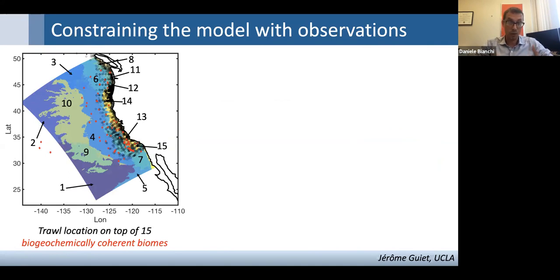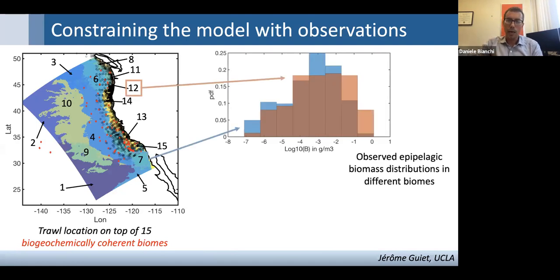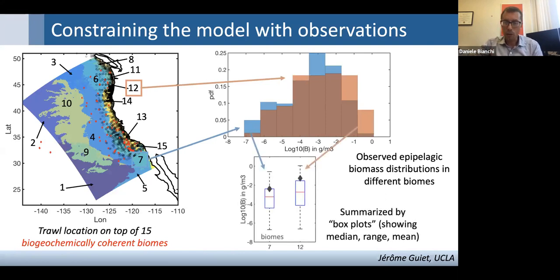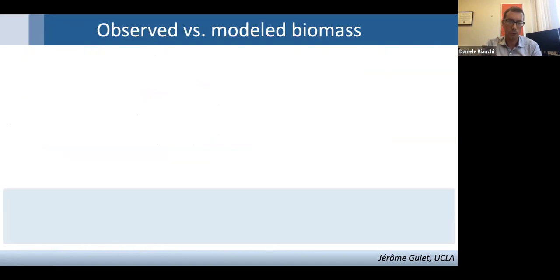And Jim has already talked about the philosophy and pitfalls of model validation and comparison with observation. And so we have divided our domain in about 15 biogeochemically coherent biomes. In each of the biomes, we take all the trawls and we create a statistical representation of the biomass distribution. And here I'm showing two biomes, one from the north, one from the south, of the biomass distribution. We can also boil down this type of statistical information even further and, for example, summarize it as box plots that for each biome show the statistical distribution and the median, range and mean of the biomass distribution. And of course, there are many, many other ways you can slice this data, but I'm gonna use this box plot to give you a sense of how the model and the observation look like.